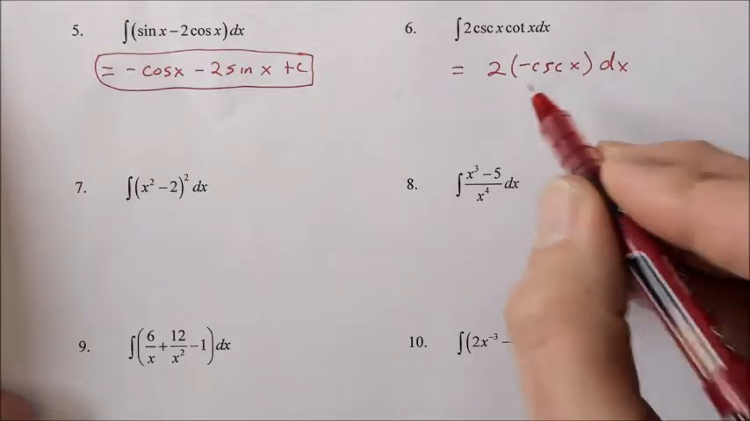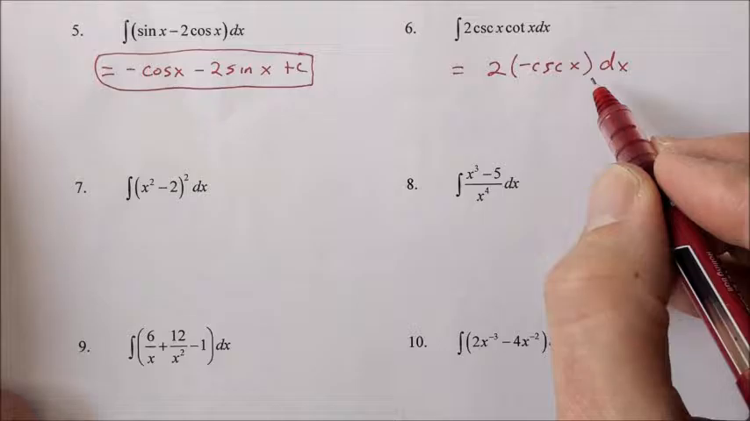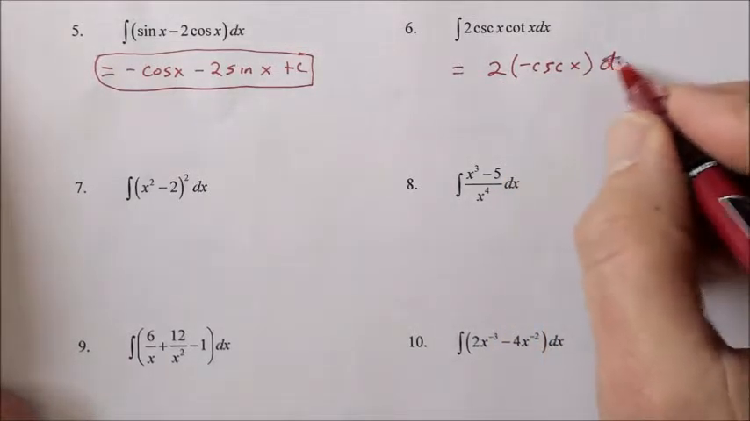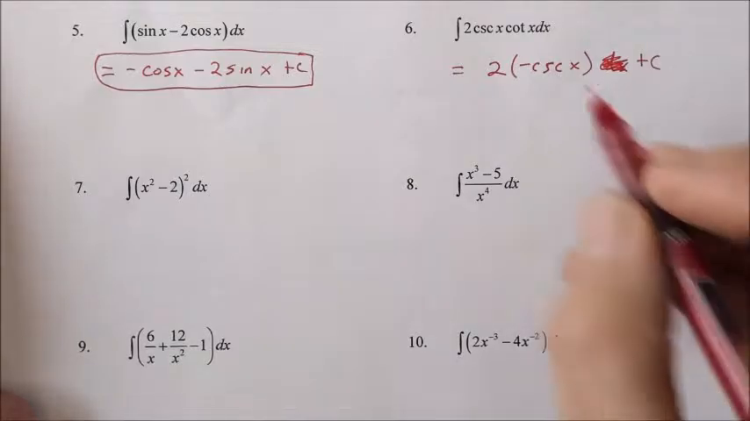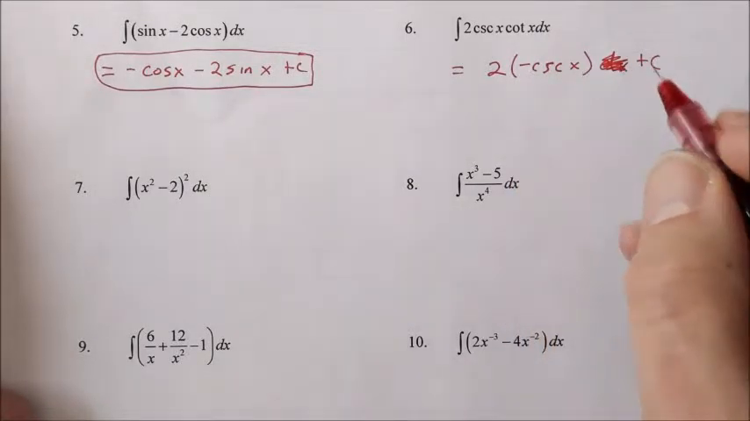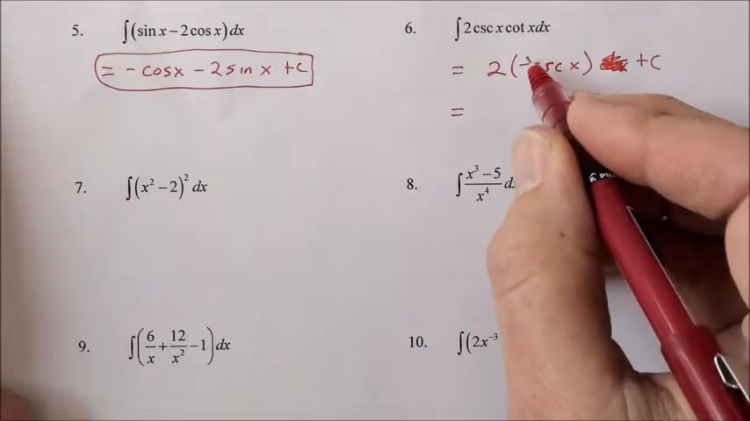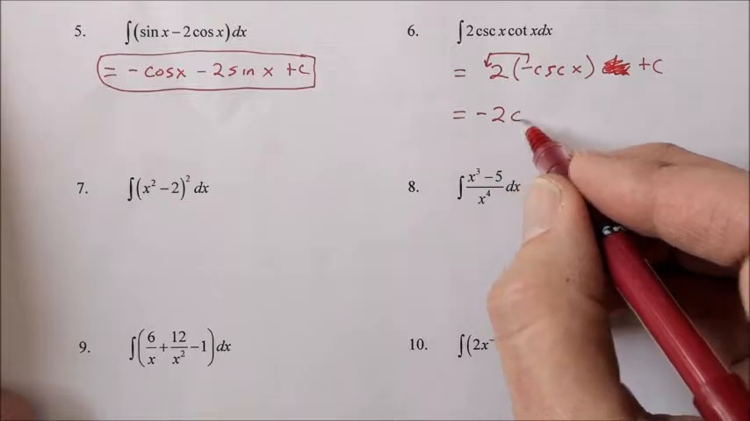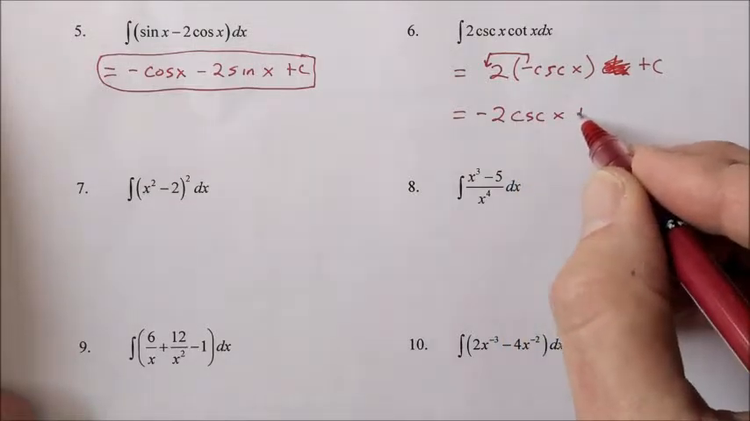We want to be careful with our parentheses there. If we don't write the parentheses, it's going to look like 2 minus cosecant x. Oops, I don't want the x there. My bad. Plus c instead. And we don't want 2 minus cosecant x. That would be incorrect. So the best way to write this is actually to move our negative symbol out front. So we have negative 2 cosecant x plus c.